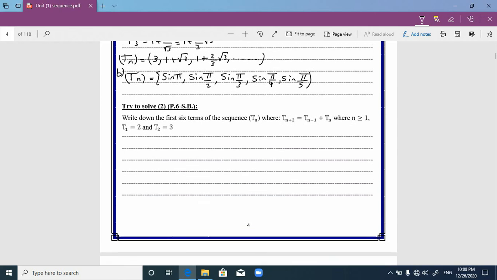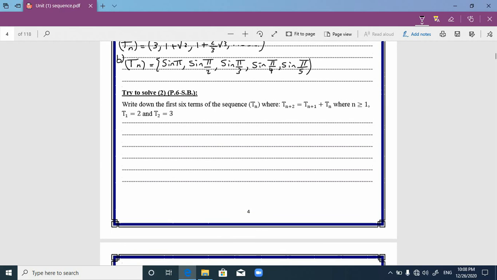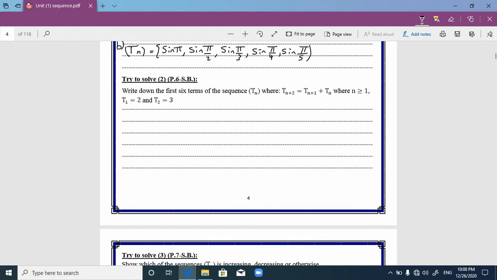Write down the first 6 terms of this sequence, where Tn is the sequence rule: Tn plus 2 equals Tn plus 1 plus Tn, and n is greater than or equal to 1. Okay, here we have the first term, and here we have the second term.